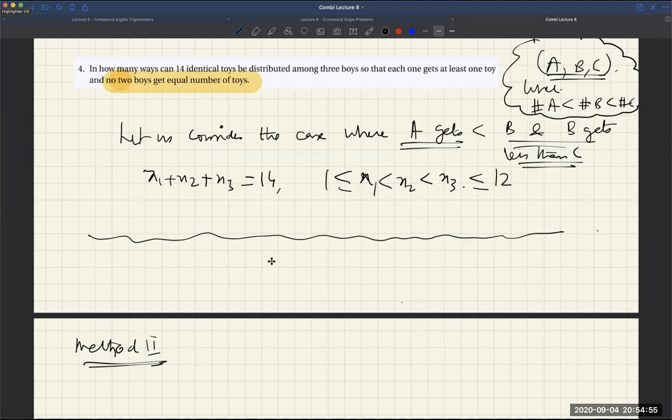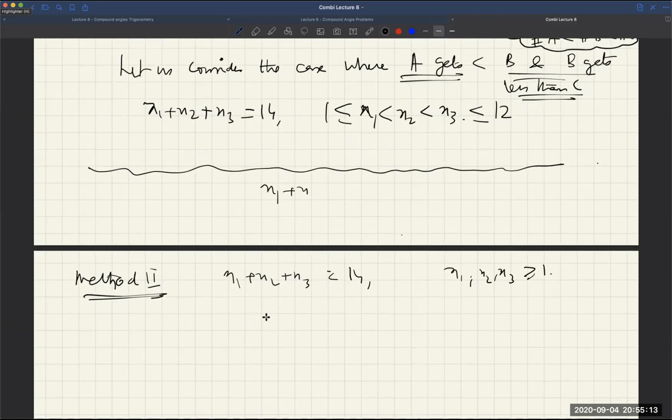So x1 plus x2 plus x3 is equal to 14, xi will be greater than or equal to 1, and x1, x2, x3 are not equal. First we find the total cases by assuming each one is greater than or equal to 1, right? Then we get x1 plus x2 is equal to 12C2. You just threw in 3, so 11, correct? That's fine. And then if x1, x2, x3 will be greater than or equal to 0, am I right?